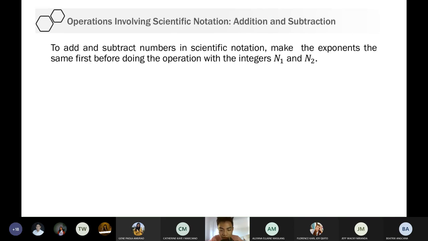Next one is the operations that involve addition and subtraction of numbers written in scientific notation, okay? So what are the rules now? If you could still remember, for addition and subtraction of numbers that are written in scientific notation, you must make sure that the exponents are the same, okay? So that's the first thing you will need to do. Check if the exponents are the same. Then if the exponents are the same, you just copy the original exponent part, and then you add the coefficients, okay?